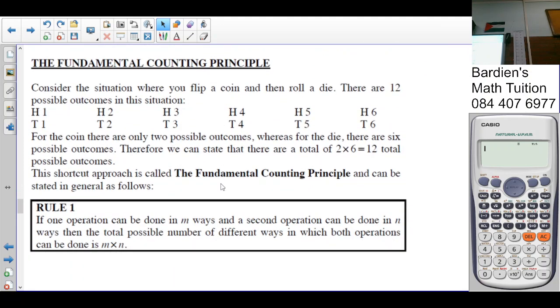New heading, the fundamental counting principle. This is now grade 12. What? The fundamental counting principle. You can write that note. Consider the situation where you flip a coin, then roll a die. We'll speak about this now. Pause the video at this point as well.